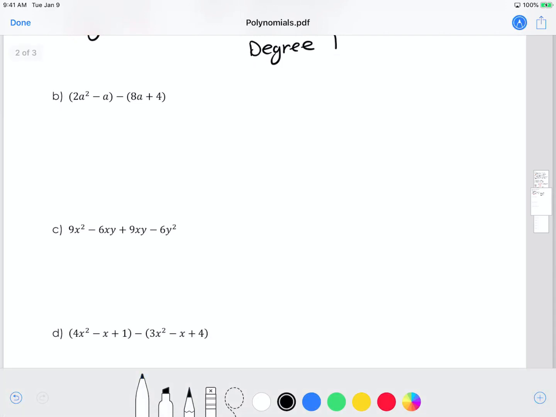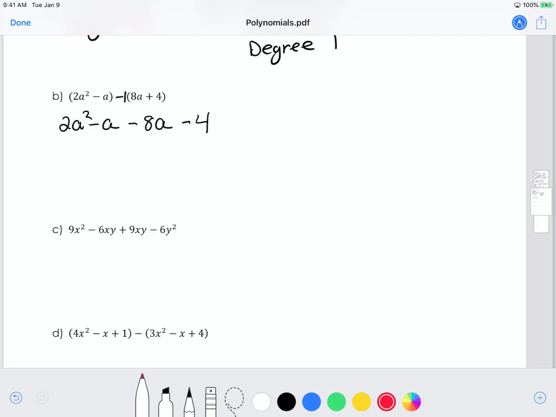Okay, the second example in B, notice I have a subtraction here, and even though we don't write it in there, it's times -1 on the outside. So I have 2a squared minus a. In order to remove those parentheses, I have to distribute that -1. So I have a -1 times 8a, which gives me -8a, and then I have a -1 times the 4, which gives me a -4.